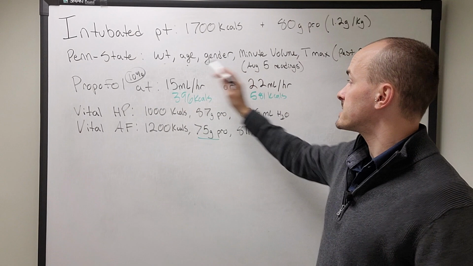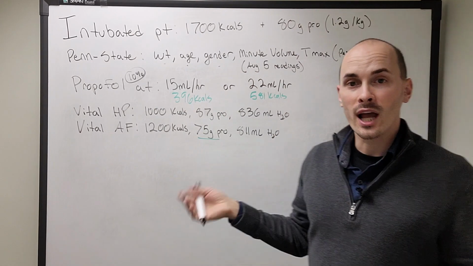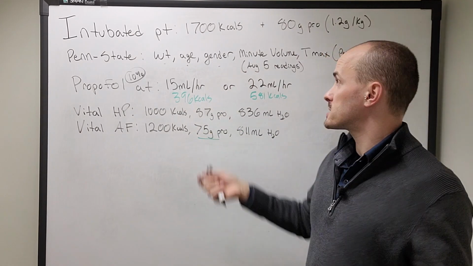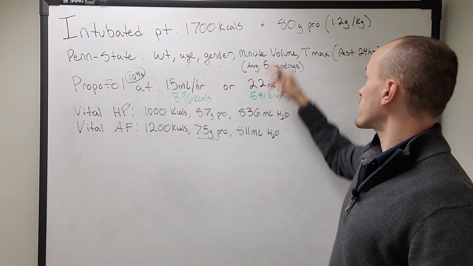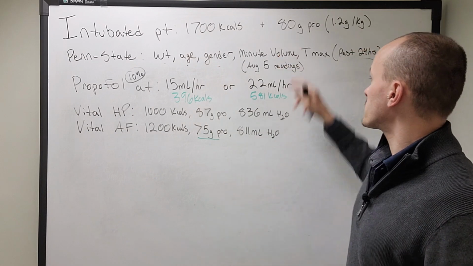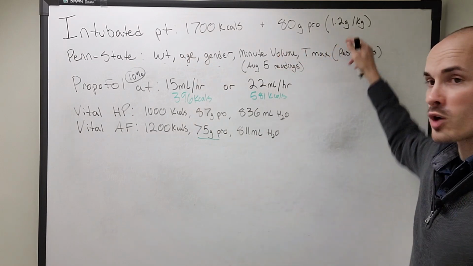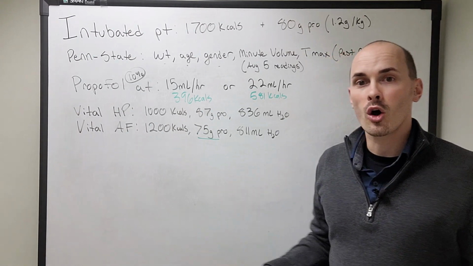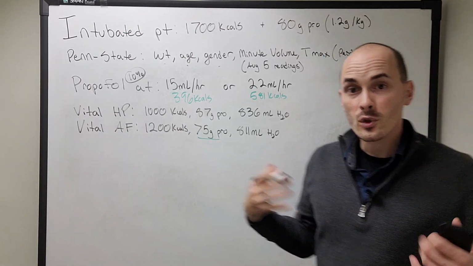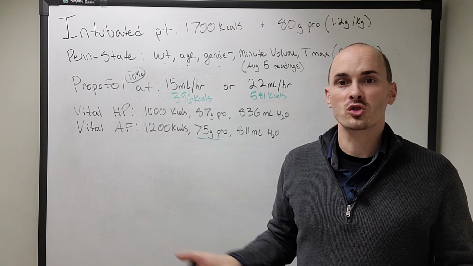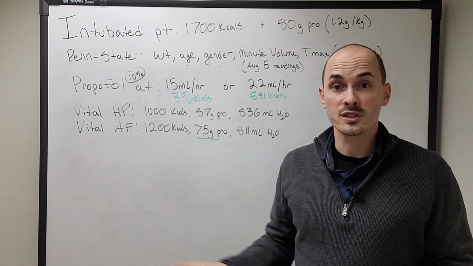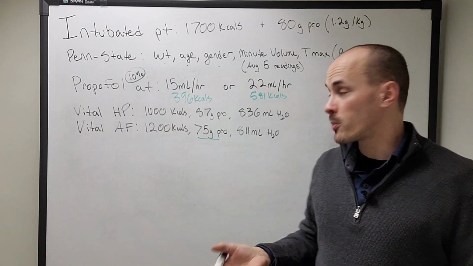So you need this data. I hypothetically put it into the Penn State equation and got 1,700 calories and 80 grams of protein, or 1.2 grams per kilogram. So with that being said, what formula and what prescription are we going to give for this patient while they're on nutrition support?